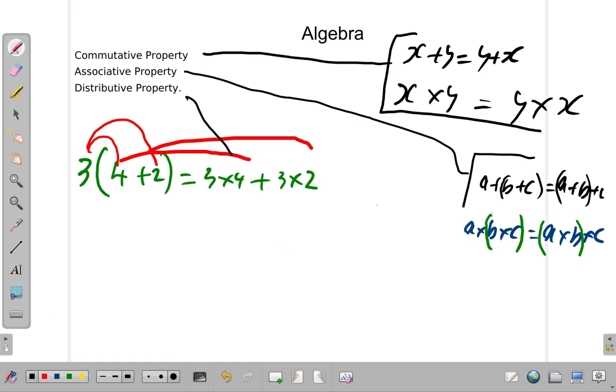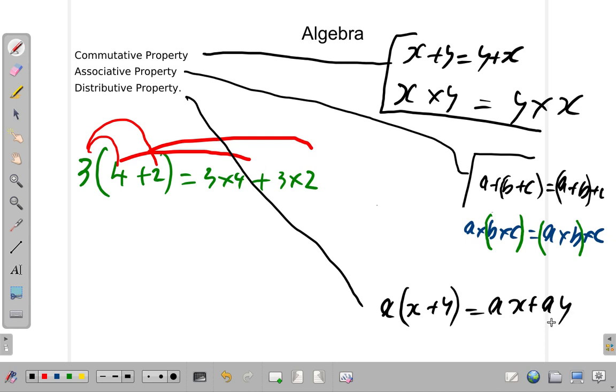So here now with the distributive property, generally you say a multiplied by (x plus y) is the same as ax plus ay. So these are the commutative property, the associative property, and the distributive property.